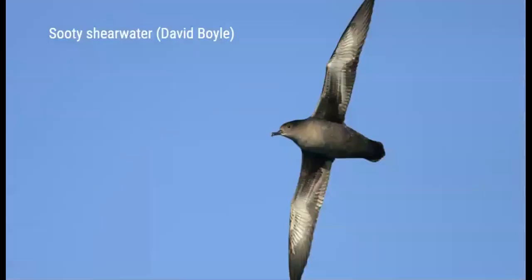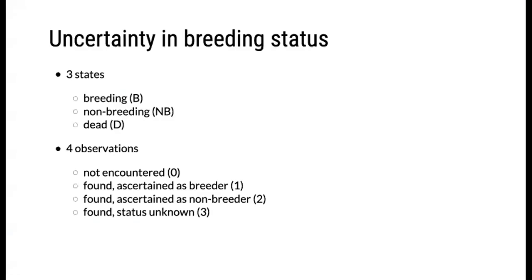So we're going to go back to the example that Chloe introduced you to this morning. It's about the sooty shearwaters. And we still have three states, like this morning: breeding (B), non-breeding (NB), and dead individuals. So these are the three states.